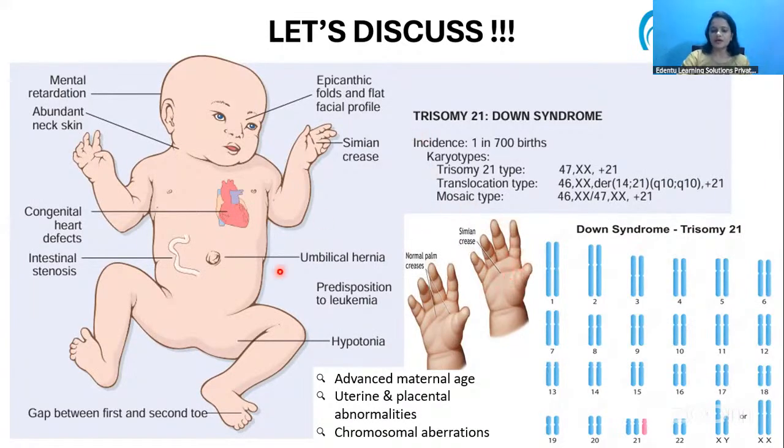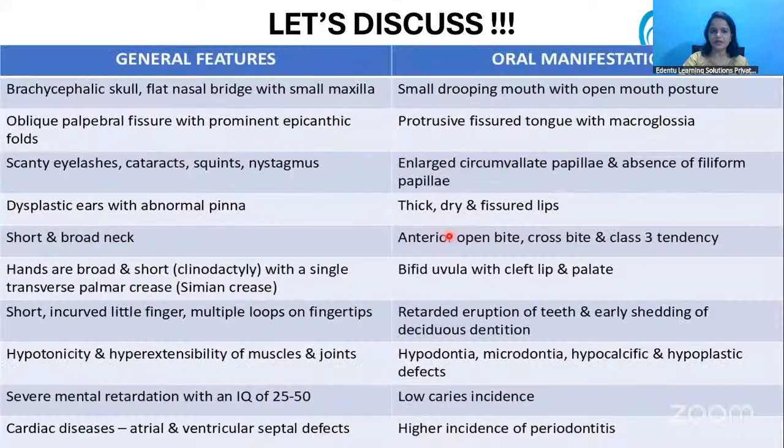So that is the main point to identify trisomy 21. Other general features like the brachycephalic skull, oblique palpebral fissures, Brushfield spots, short and broad neck, mental retardation, and cardiac diseases can all be seen. There are typical oral manifestations for Down syndrome patients also, like the small drooping mouth, protrusive fissured tongue, dry and fissured lips, bifid uvula, low caries incidence, and higher incidence of periodontitis are all features of patients suffering from Down syndrome.